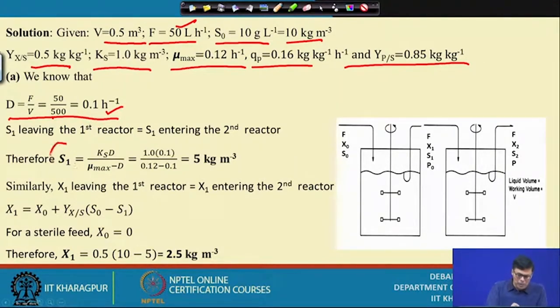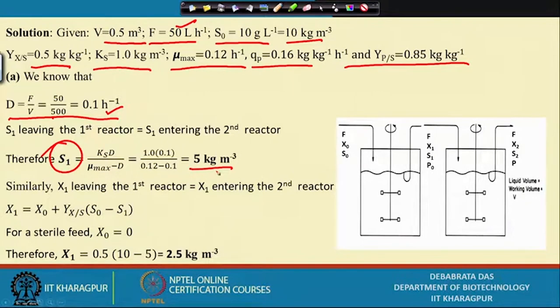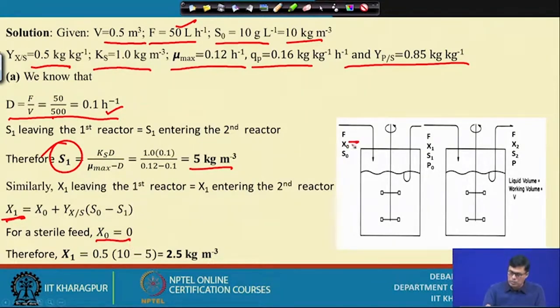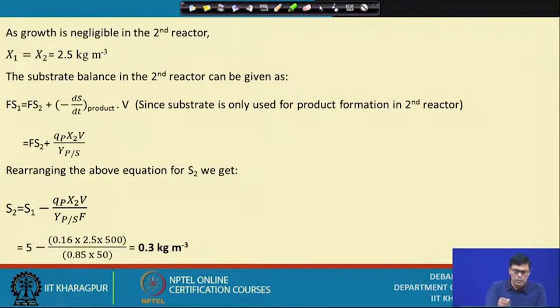From that we can easily find out the S 1 value. S 1 is equal to k s into D divided by mu max minus D. So, this is 5 kg per cubic meter. Similarly, we can find out the cell mass concentration if we assume x 0 equal to 0. Then we can find out the x 1 value. It is coming about 2.5 kg per cubic meter. Now, in the second reactor, it is assumed that no cell growth. I can write x 1 equal to x 2, that is 2.5 kg per cubic meter.